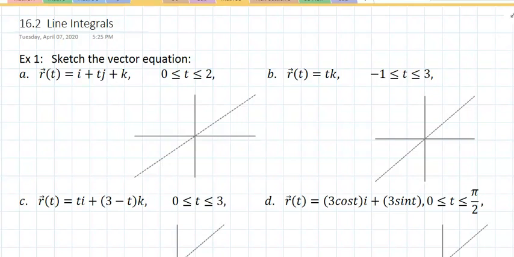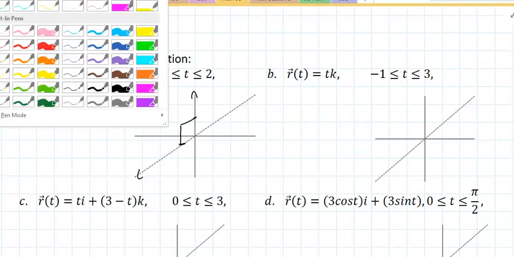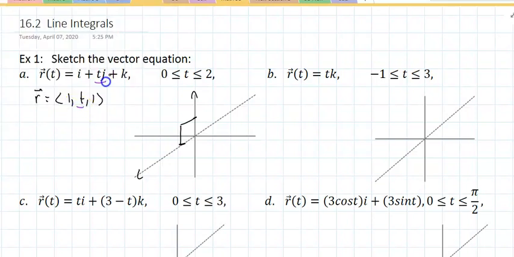16.2 talks about line integrals, and we're going to start by sketching roughly what we already know. Here I notice the x and the z are fixed at 1. So we're stuck right there, and it seems t is the only varying value, which is the j. At 0, we are at 1, 0, 1.